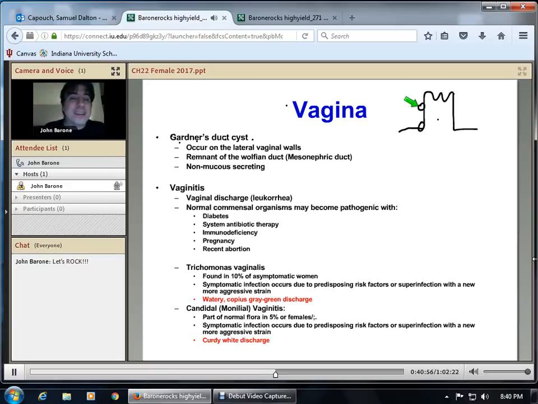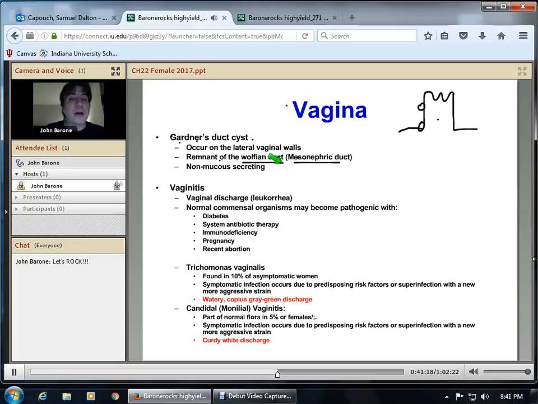Now, what they usually ask is, why do you have that? Well, do you remember, in men, you have mesonephric ducts. In women, mesonephric ducts are supposed to undergo apoptosis. They're supposed to obliterate. They're supposed to go away. Well, what if a portion of the mesonephric duct sticks around? And then it kind of gets bigger and bigger. Then you have a Gartner's duct cyst.